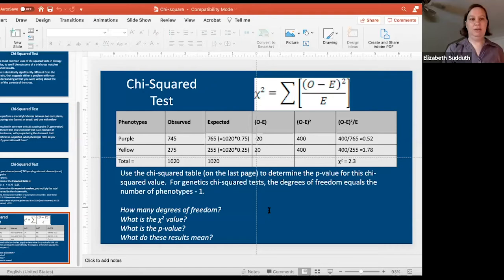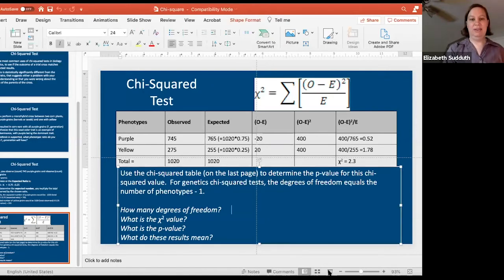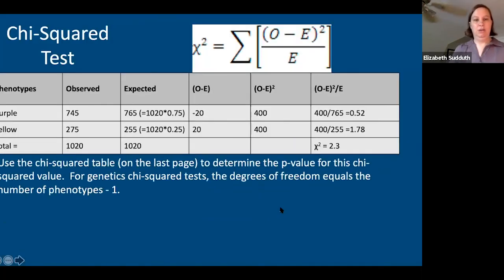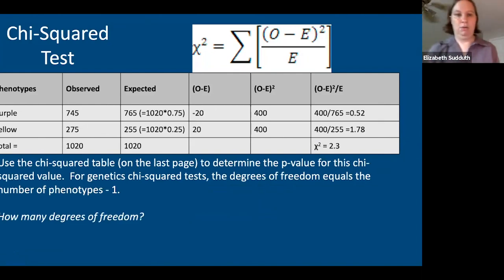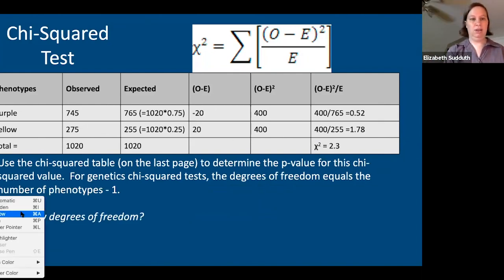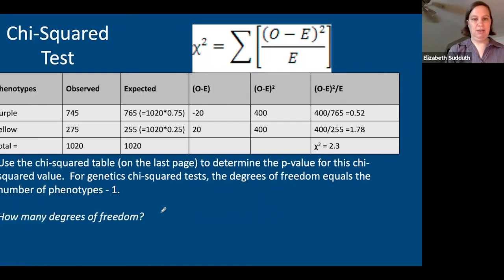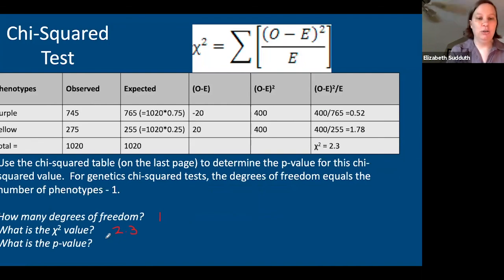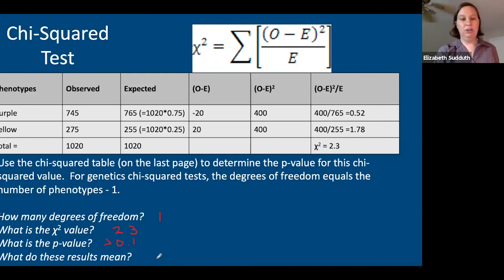So our degrees of freedom was 1. Our chi-squared value was 2.3. Our p-value was, we don't know for sure, but it was greater than 0.1. And so we can conclude that we accept the 3 to 1 ratio.